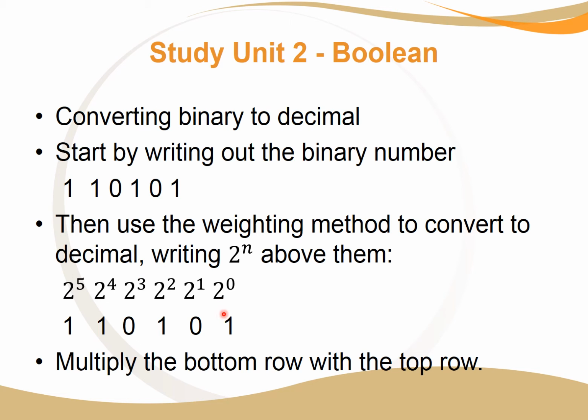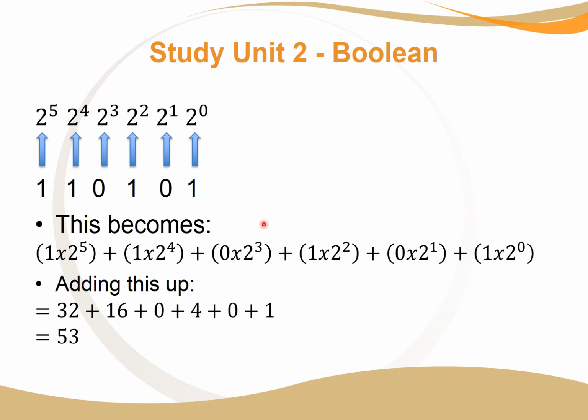So now what we do is we multiply the bottom row with the top row, as shown here. You have your binary number, and you multiply each digit by its power of 2, and you add it all together. So this becomes 1 times 2 to the power of 5, plus 1 times 2 to the power of 4, 0 times 2 to the power of 3, 1 times 2 to the power of 2, 0 times 2 to the power of 1, and adding 1 times 2 to the power of 0. To start off, you obviously use your calculator, but as you get better with the powers of 2, you will be able to do this pretty quickly.